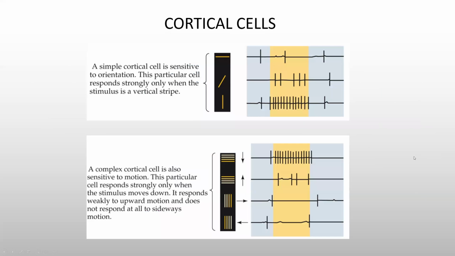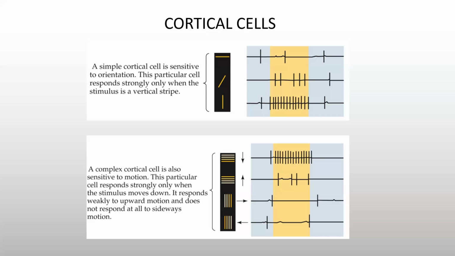Here are some cortical cells on top. A simple cortical cell is sensitive to orientation. You notice here the line that is vertical, and then you look to the right, you see all the different little hash marks. That's the firing of that simple cortical cell. So you'll notice that the firing is very rapid for a vertical line, but not very rapid at all for a horizontal line.